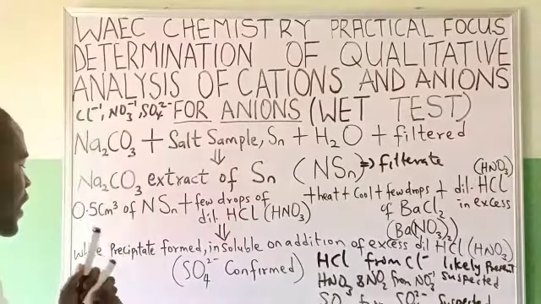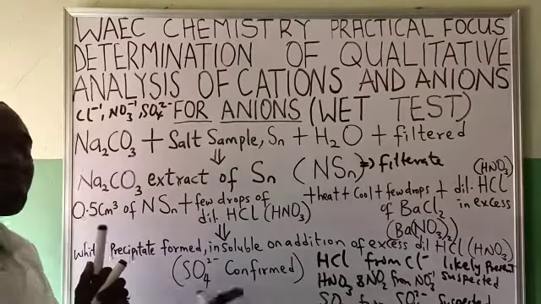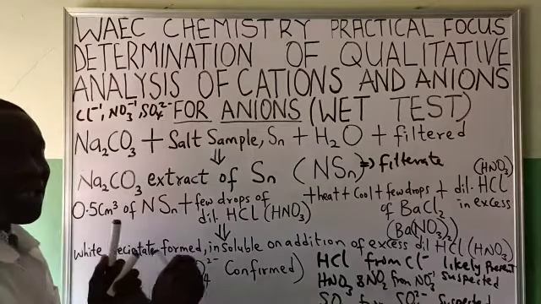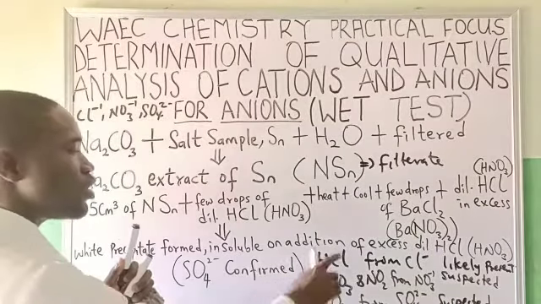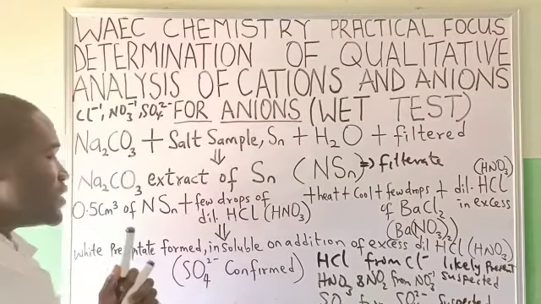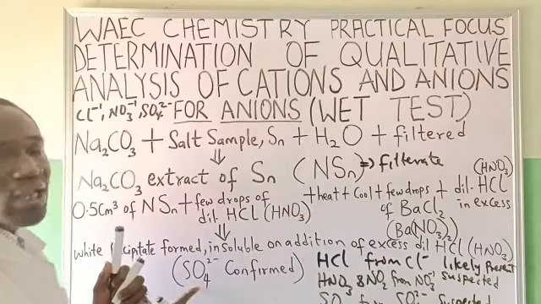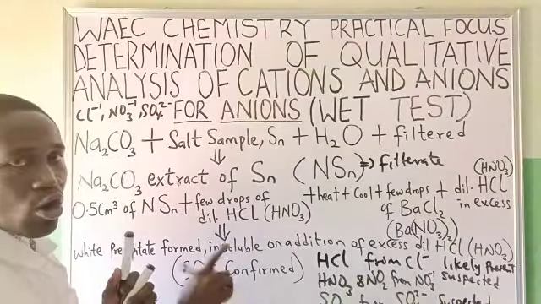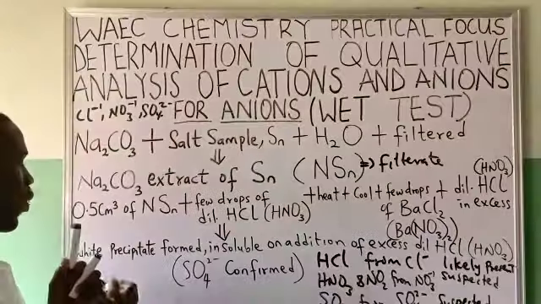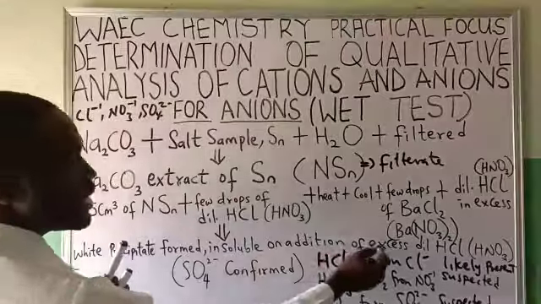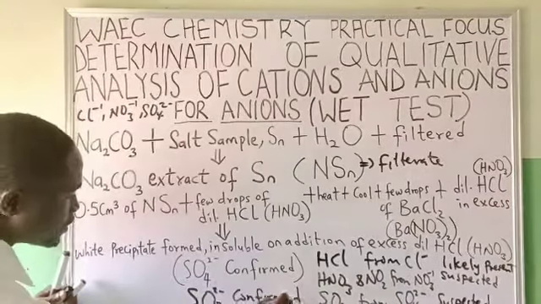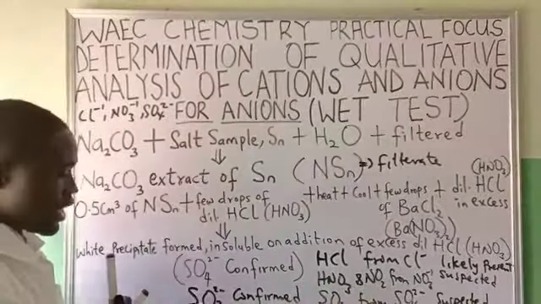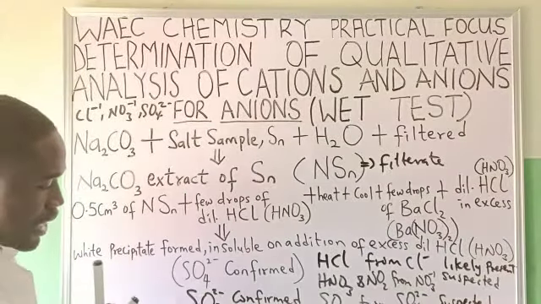Why? You are checking if that white precipitate formed will be soluble or will be insoluble on addition of excess dilute HCl. If it is still insoluble, it means sulfate ion is confirmed. But if it gives you white precipitate soluble on addition of excess dilute HCl, know that it is this brother of sulfate ion, sulfite ion, SO3 2-, that you'll be talking about confirmed.